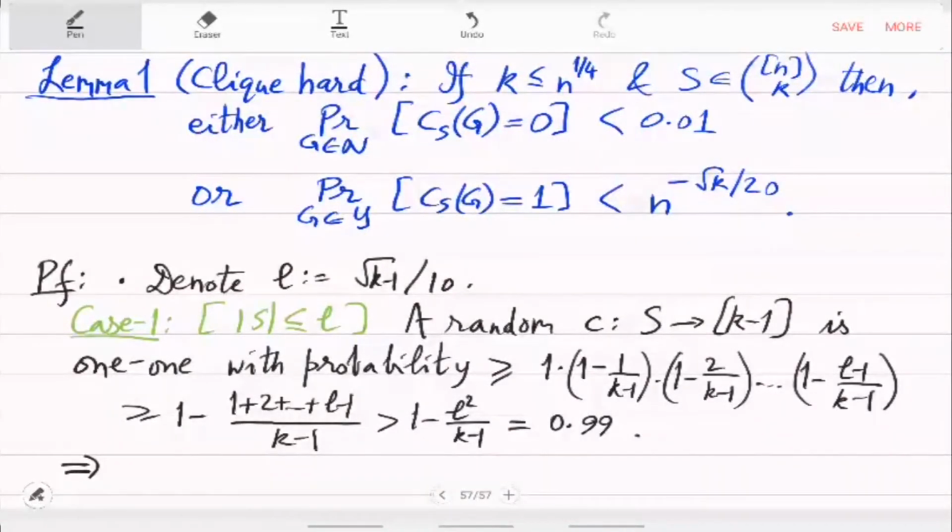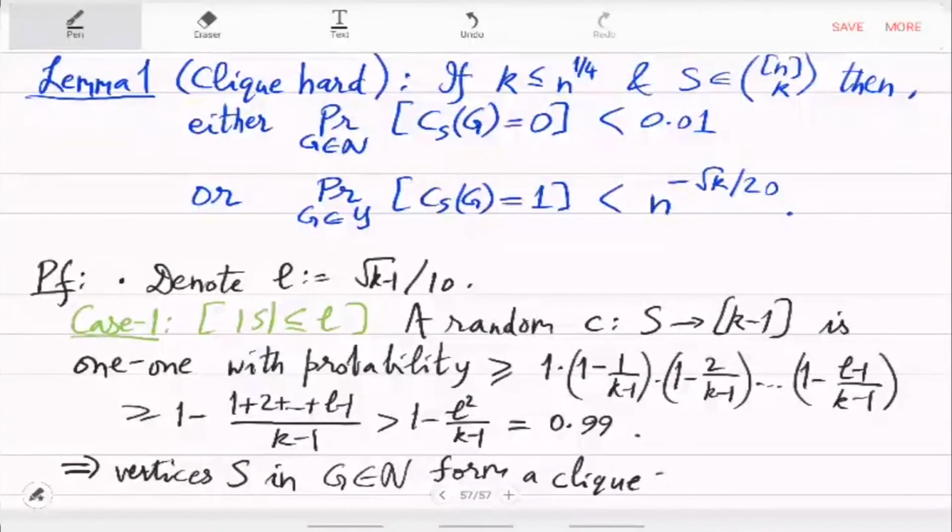So vertices S in the no instances form a clique. Which means that the clique indicator will answer 1 with high probability on no instances. That's one case.